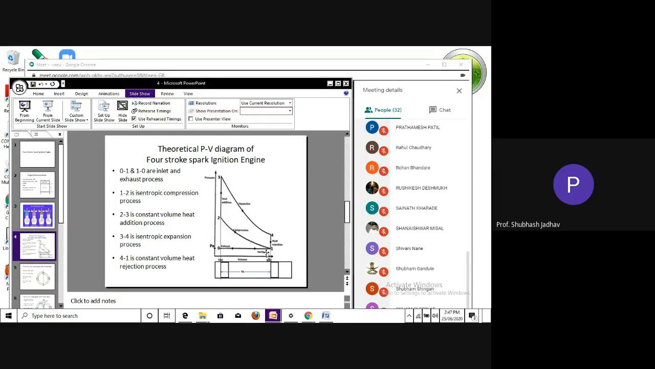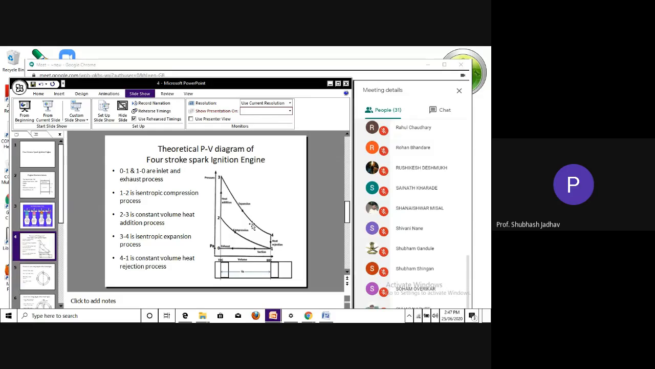Since we have added this imaginary process, we are able to make the open process into a closed process, or open cycle into a closed cycle. I hope you have learned open cycle and closed cycle in thermodynamics. So this now becomes a closed cycle: 1, 2, 3, 4, 1. And what is a closed cycle basically? If the starting point and the end point are the same, it is called a closed cycle.